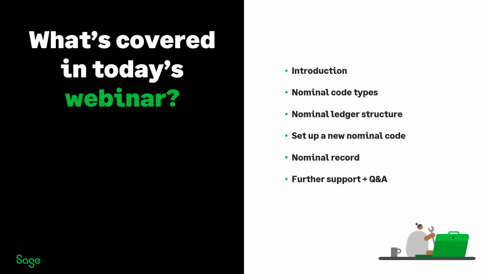Today's session, this is what we're covering. We'll start with a little bit of an introduction. We're going to touch on nominal code types as well, the nominal ledger structure, setting up a new nominal code and the nominal record itself. So again, starting with the basics, those initial building blocks of the nominal ledger. And if you do attend the other sessions, you'll see how we progress all the way through to the likes of the management reports. And hopefully you'll have a much better understanding.